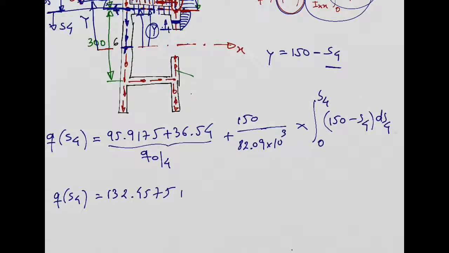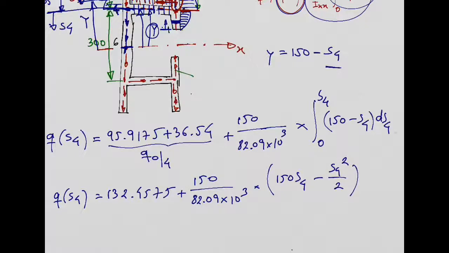So we will have what? We will have plus 150 over 82.09 times 10 power 3. This will multiply what? 150 S4 is the primitive of 150 minus S4 squared over 2. That's it. Quadratic distribution again.